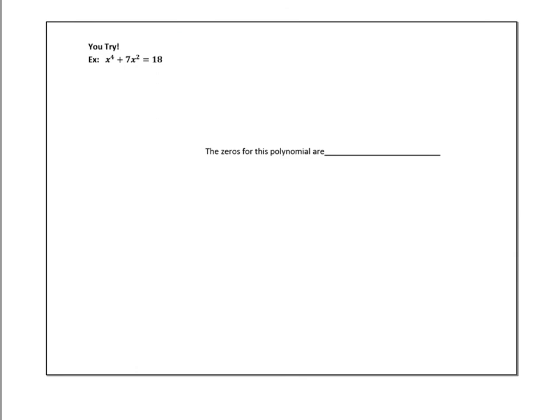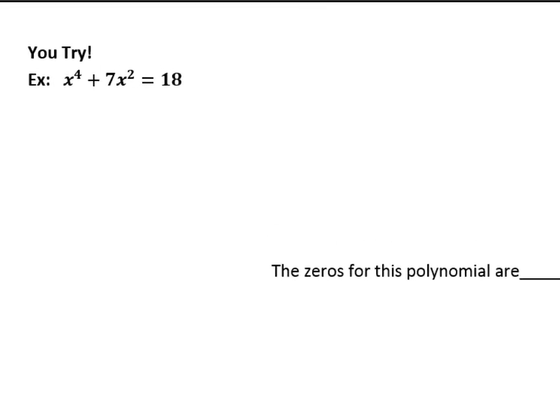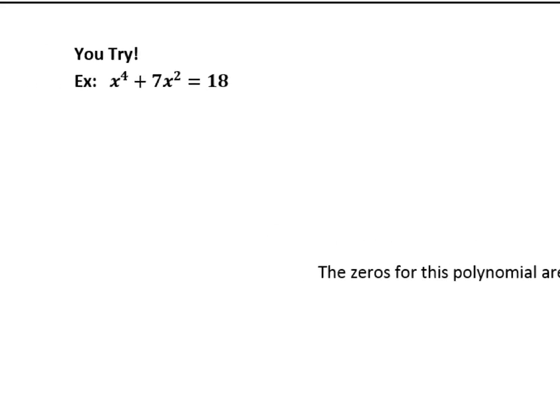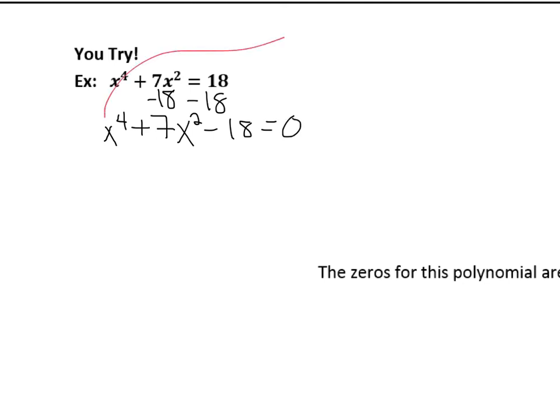Well, the first thing with this problem is it's not equal to 0, so we have to take care of that first. So since it's a positive 18, we're going to subtract 18 to both sides. So we have x to the 4th plus 7x squared minus 18 equals 0. We then use our Santa hat method. So it's 1 times negative 18. And we need that to add up to 7.